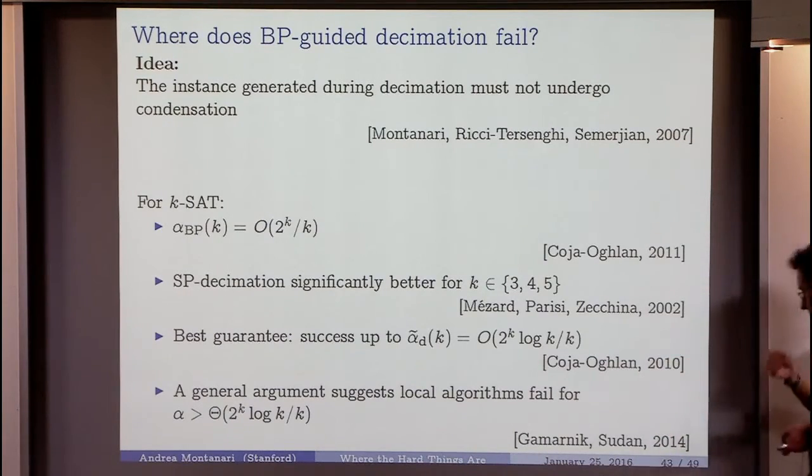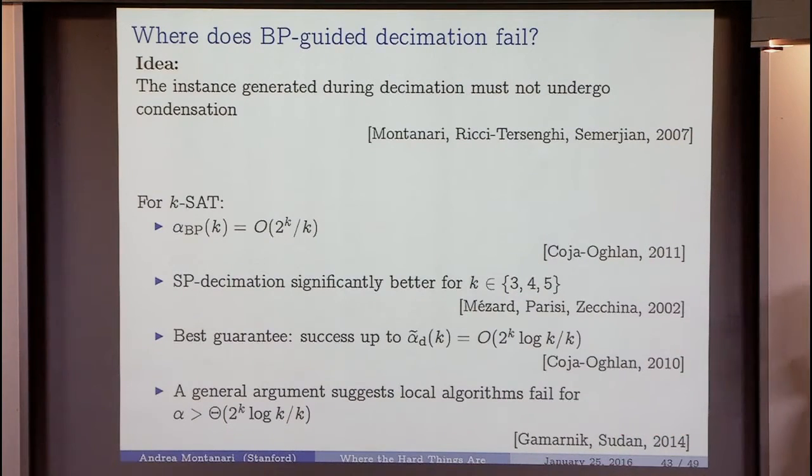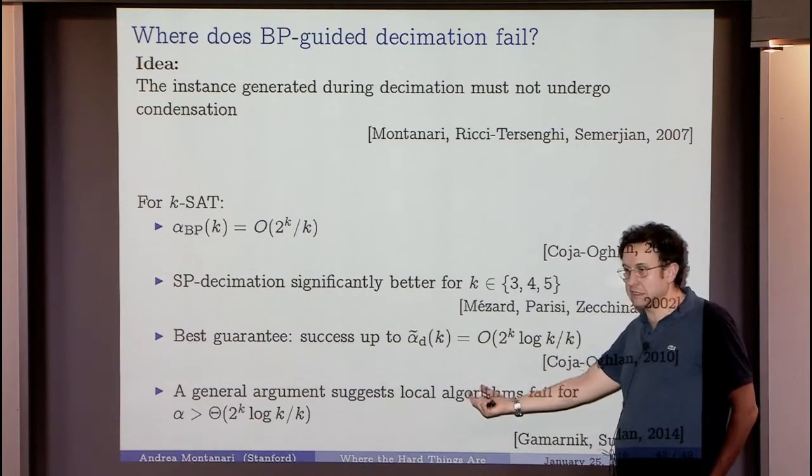And okay, finally there is a general argument by Gamarnik and Sudan that suggests that this 2 to the k log k over k is probably a threshold for any local algorithm, any algorithm of this type that looks at a bounded neighborhood and then operates on the basis of that. So I say suggests because they have a theorem that is for not-all-equal SAT, not for SAT.